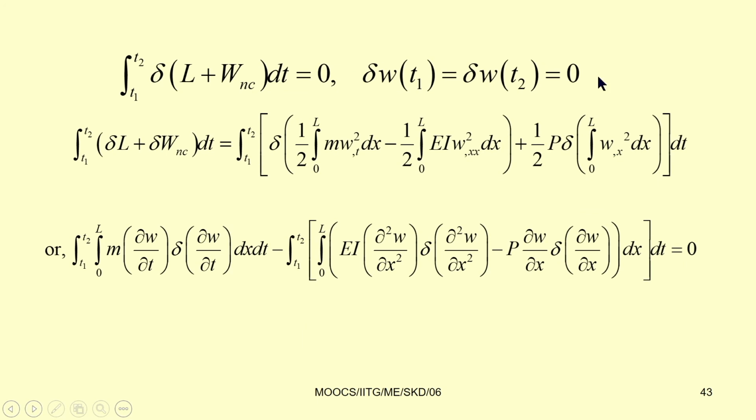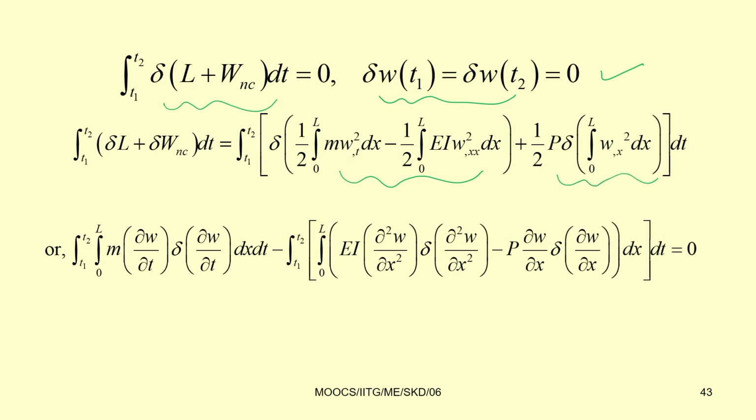Now, by applying the extended Hamilton principle, that is the integral from T1 to T2 of delta L plus delta W_nc dt equal to 0, with the condition that delta W at T1 equals delta W at T2 equals 0, we can find the equation of motion. Now, expanding this term, L equal to T minus U, we have already written this, and this is from P.